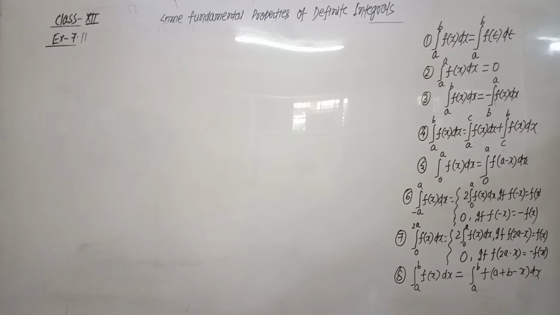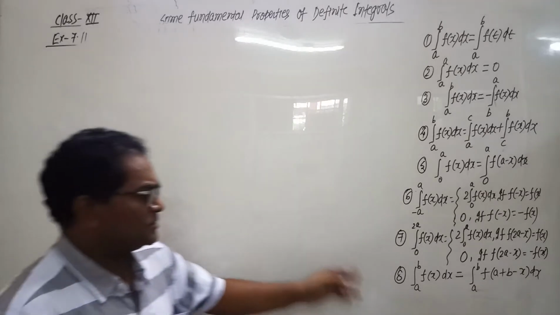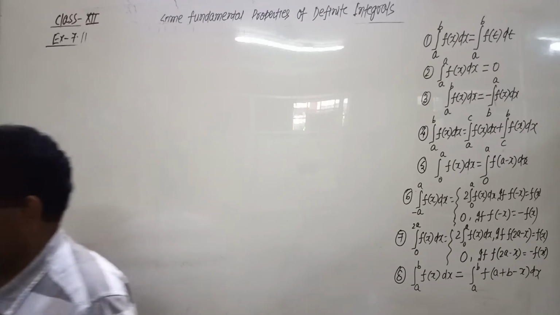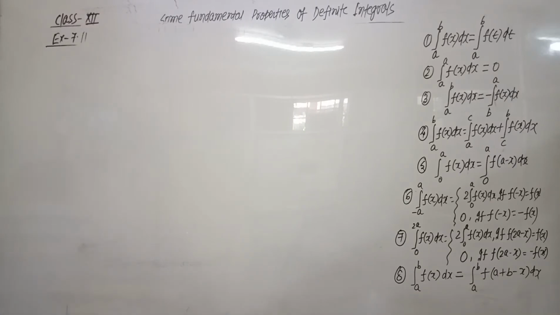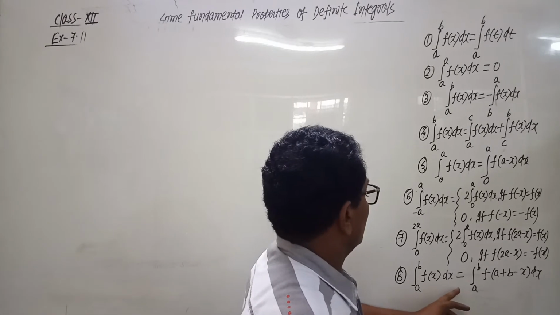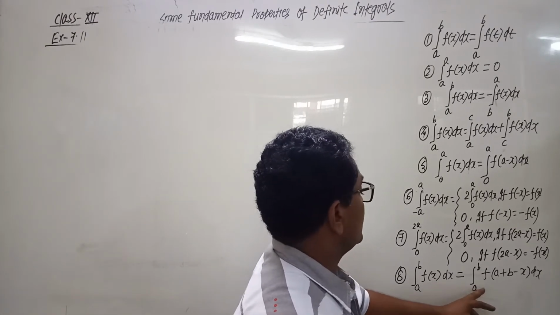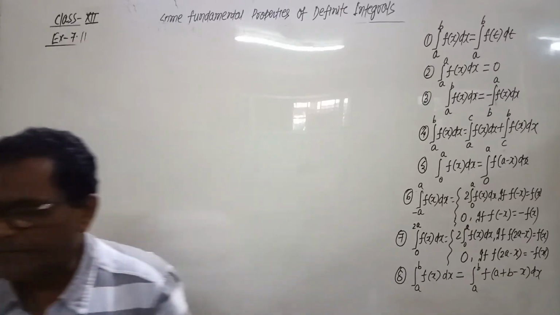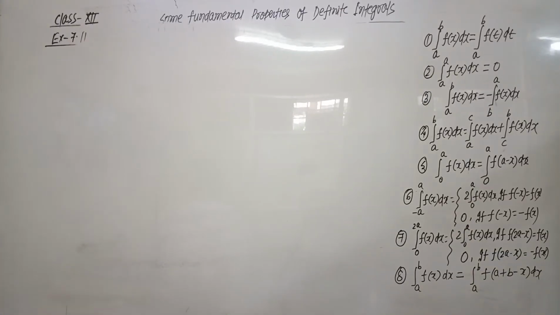So we continue exercise 7.11. We have derived all these results. These are the 8 properties of definite integral. The last property was integration a to b f(x) dx equals integration a to b f(a plus b minus x) dx. A plus b means lower limit plus upper limit, minus x. Let us see one of the examples based on property number 8.